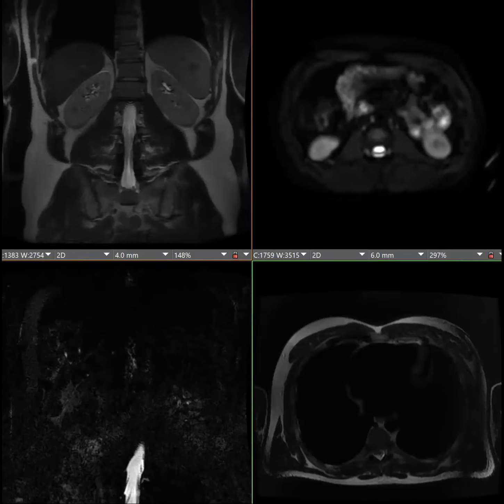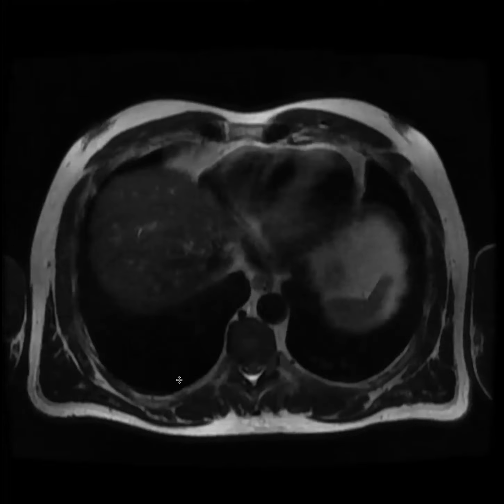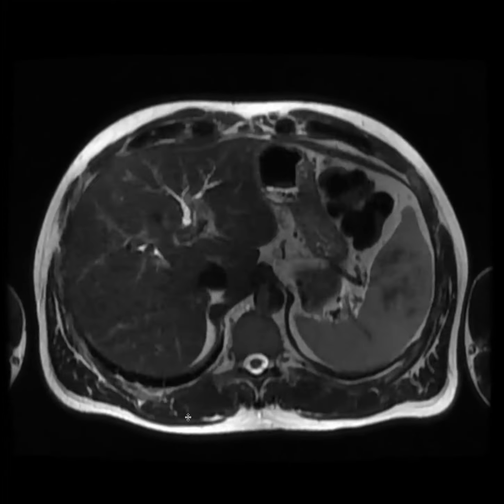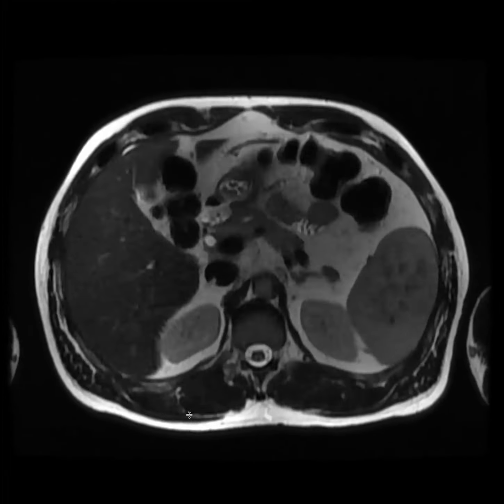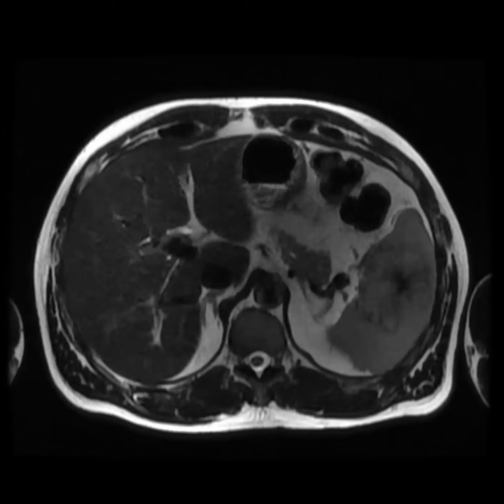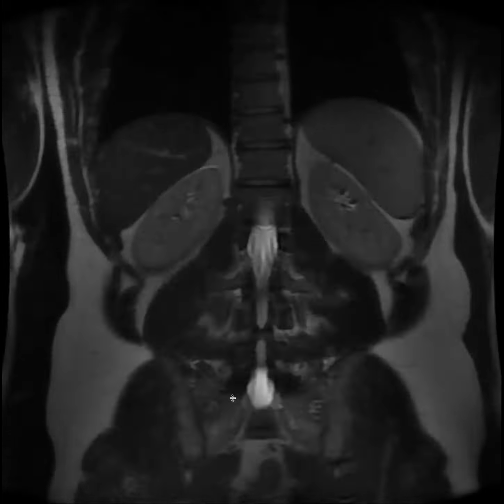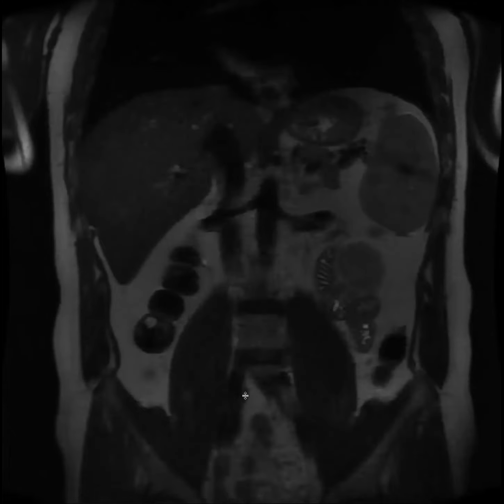A patient with history of splenic lesion seen on ultrasound, and MRI was performed for further evaluation. So here's your T2. And then here is the post-con.